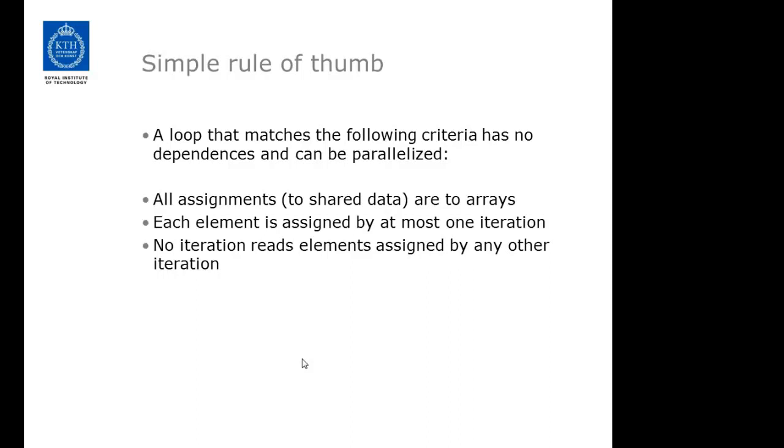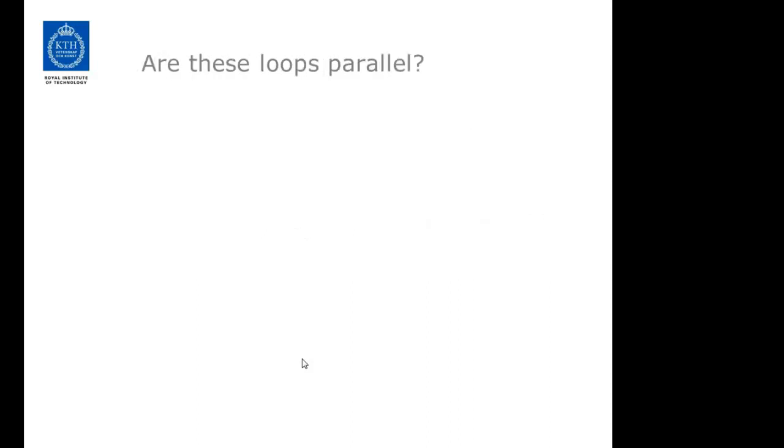If all assignments to shared data are to arrays, then that's a good sign. And also, if each element of the array is assigned by at most one iteration, that's even better. But that is not enough. The final thing is that no iteration reads elements assigned by any other iteration. Let's have a look at a few loops and see if we can apply these rules and find out if the loops are parallel or not.